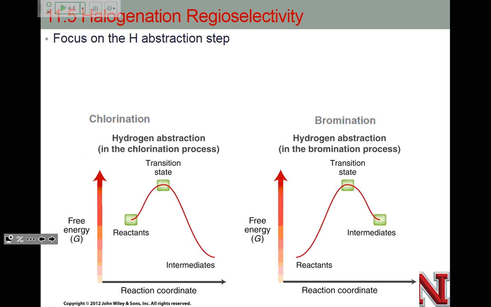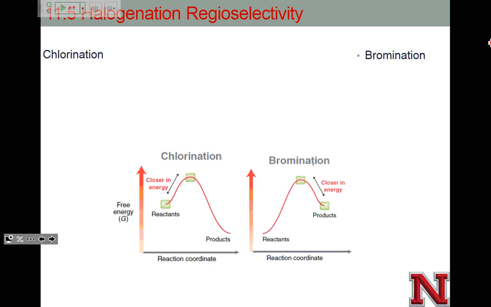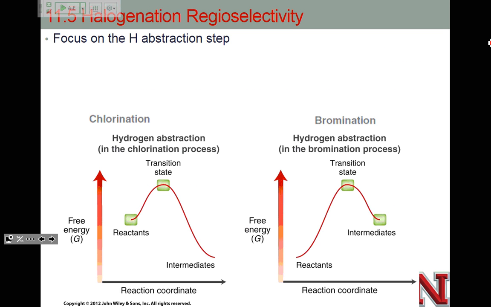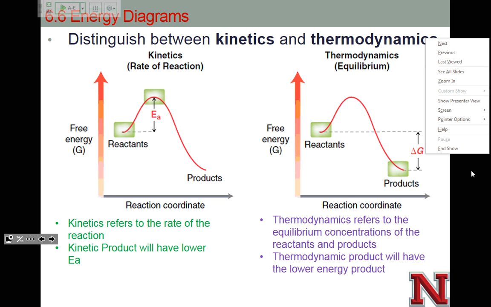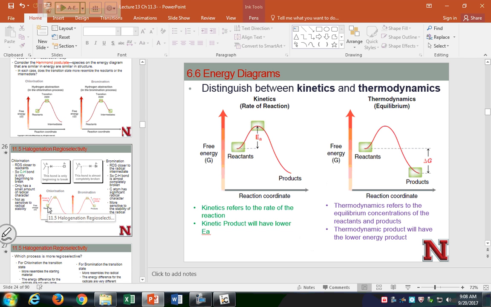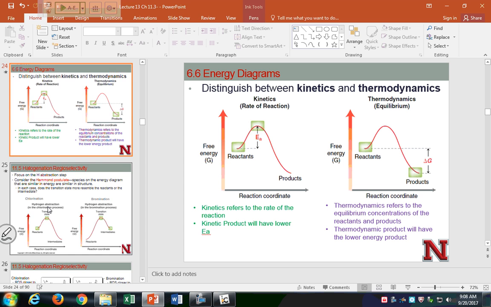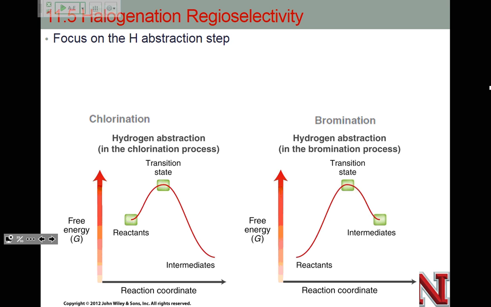Our other review is Hammond's postulate. Hammond's postulate is really important that we understand before we go on. So in Hammond's postulate, remember what that states. That states that our transition state is going to look more like either the reactant or product. In this case, we're looking at the reactant versus intermediate. This is closer to an energy. And this is going to really matter.